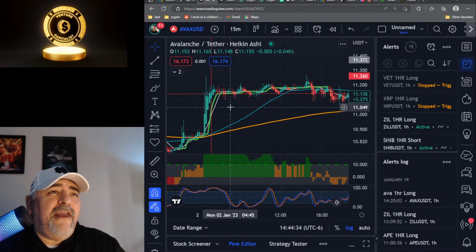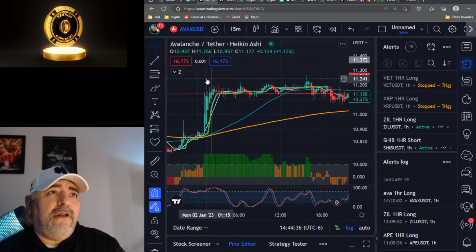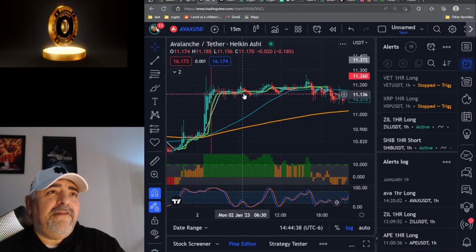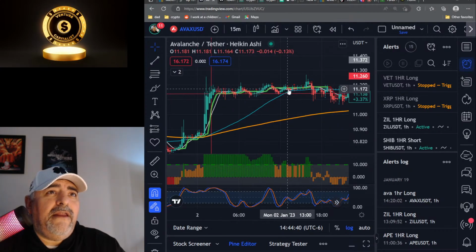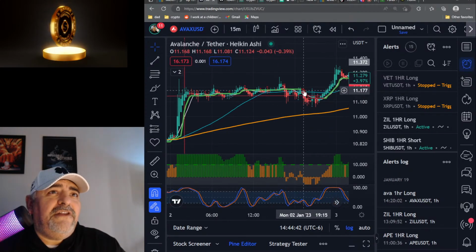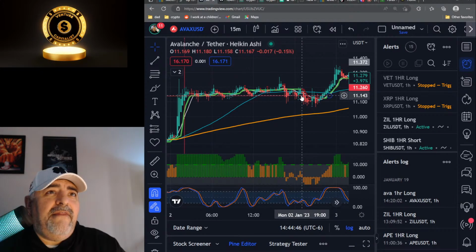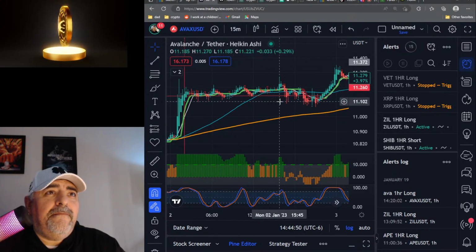But let's just say I don't close this out and I stay here because the 15 minutes is still green, right? What happens is eventually when it goes red, it would be on this candle anyways. And that's where I would be taking my profit. Notice how it crossed over anyways right there.